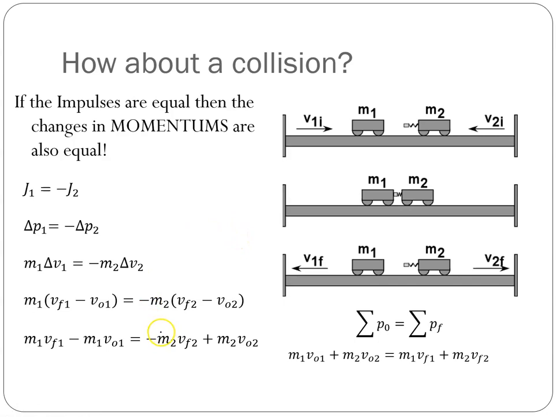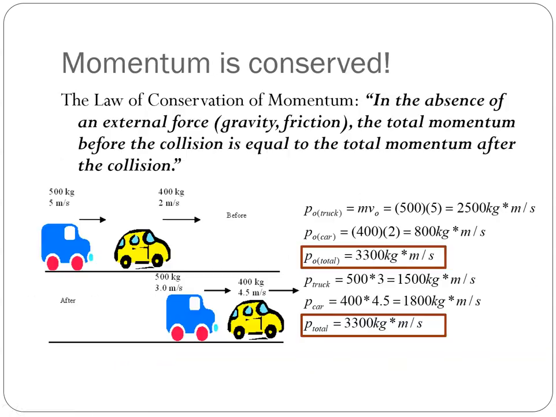I can then rearrange the equation by moving my negatives to each side, and I end up with the sum of my initial momentums, the initial momentum of mass 1 plus the initial momentum of mass 2, is equal to the sum of my final momentums, the final momentum of mass 1 plus the final momentum of mass 2. So this is basically the law of conservation of momentum. Your initial momentum and final momentum must be equal after a collision.